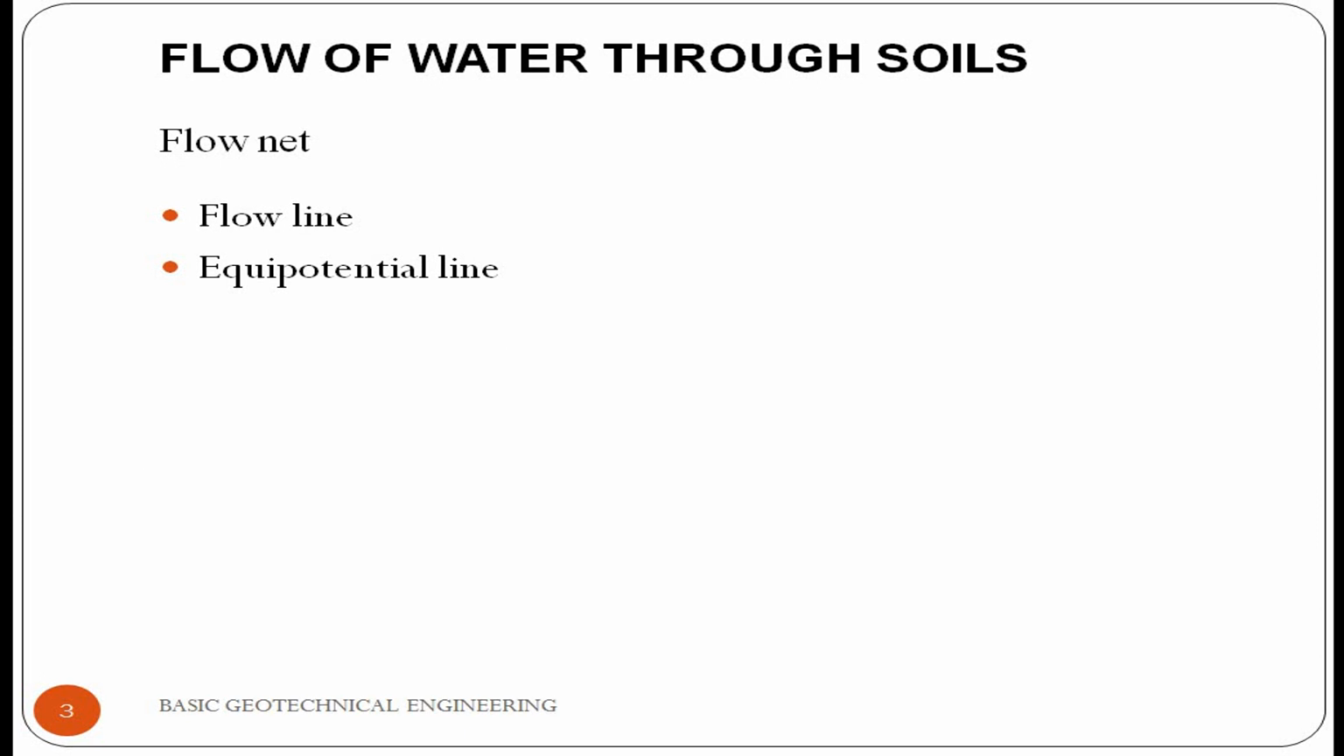So, flow net is a network of flow lines and equipotential lines intersecting at right angles to each other. Whereas a flow line is the path in which a particle of water flows in its course of seepage through a saturated soil mass. Equipotential lines are lines connecting all the points of equal head, or lines that intersect the flow lines at right angles.